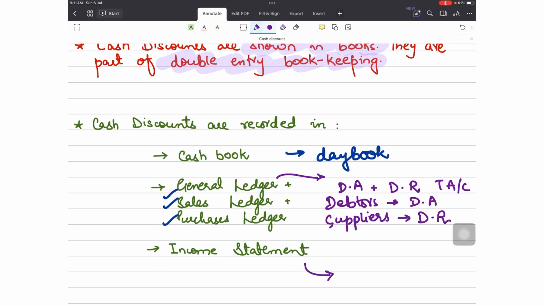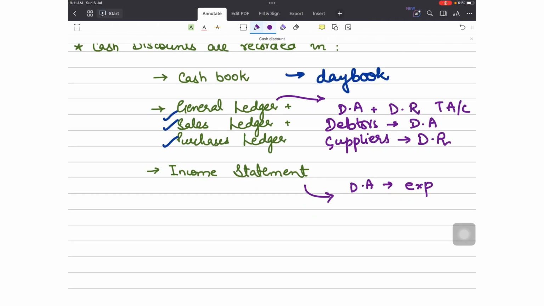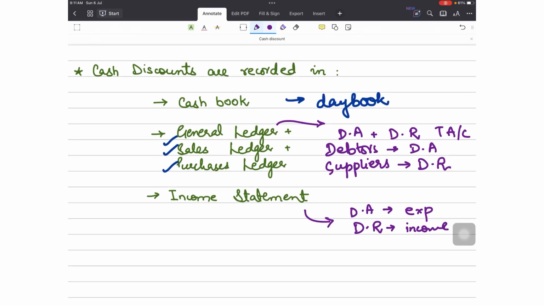And then lastly, in the income statement as well, if it is discount allowed, that will be recorded as an expense. We will be covering this in detail in a bit. And if there is a discount received from the supplier, so that is an income, that will go under incomes. So you see that there are multiple impacts of discounts in daybook, in ledgers, as well as in financial statements as well. So discounts, cash discounts are recorded.